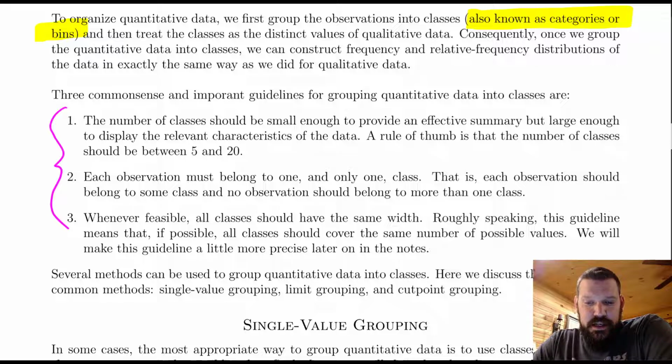The second one is that each observation must belong to one and only one class. That is, each observation should belong to some class and no observation should be in multiple classes. Then the third one, whenever feasible, all classes should have the same width. Roughly speaking, this guideline means that if possible, all classes should cover the same number of possible values. And for just right now, those are just 3 guidelines.